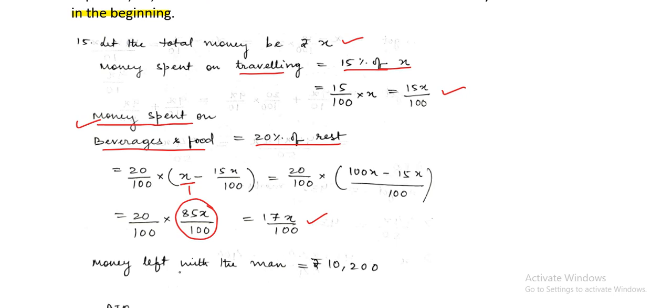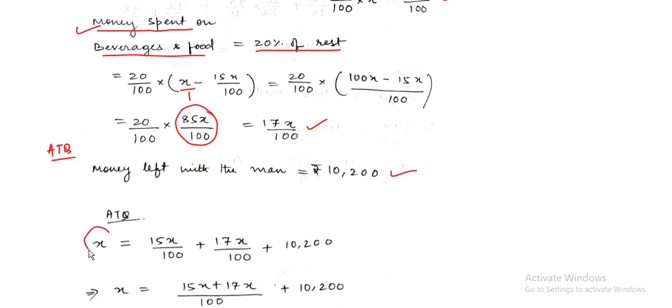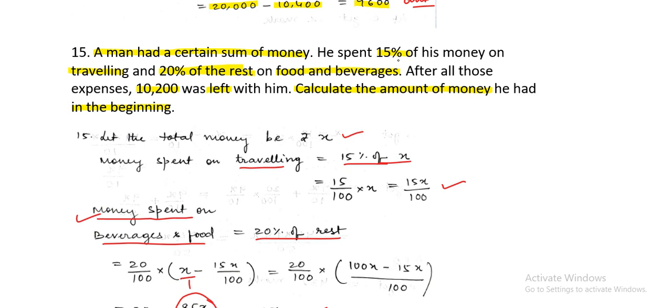So now money left with the man. According to the question, it is given that money left with the man is 10,200. So now you see, he had total money X, and he spent this on traveling and this on food, and the total remaining is this much. Now if we add all these three, we'll get the total money, isn't it? You see, 15% he spent on traveling and 20% of the rest he spent on food and remaining is 10,200. Now if we add these two and 10,200, we'll get the total money.